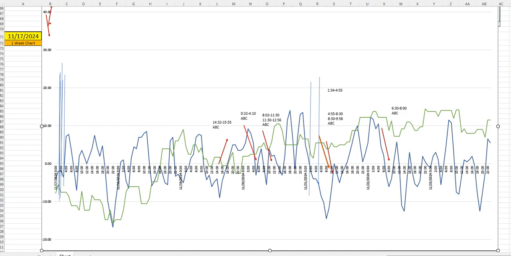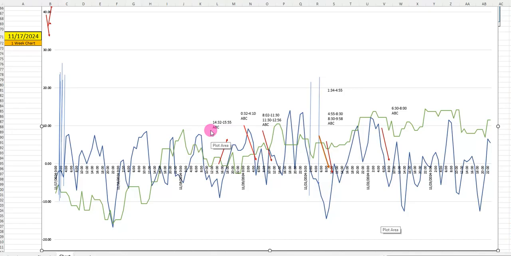Tuesday, the 19th of November. Here are the trend segments for right now to the end of the week, overlaid on the Astro Excel. We've got an uptrend this afternoon, 1432 to 1555, which should be an ABC pattern.